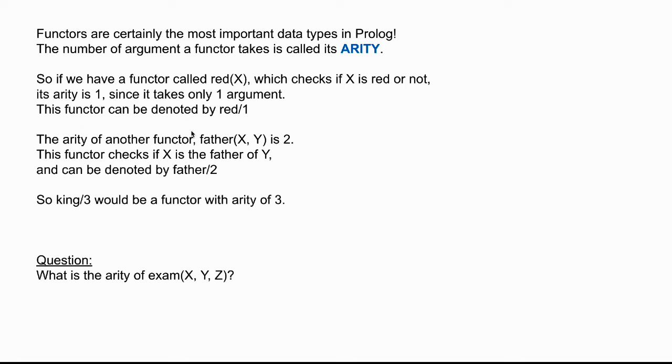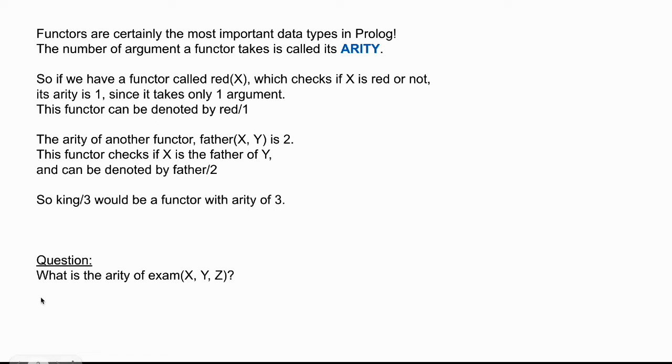If you have another functor called father(x, y) to check if x is a father of y, this takes two arguments, and so its arity is 2. So you can denote this by father/2. So if you have, let's say, king/3, it would be a functor of arity 3.